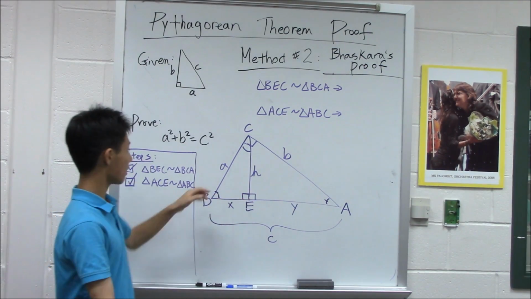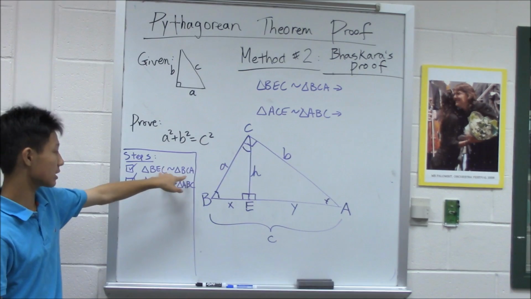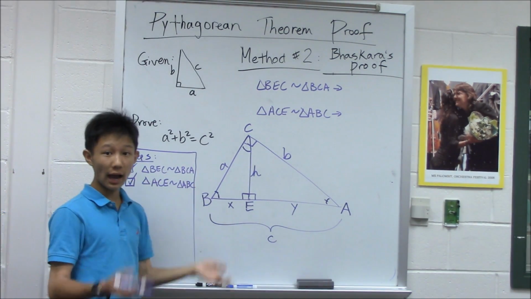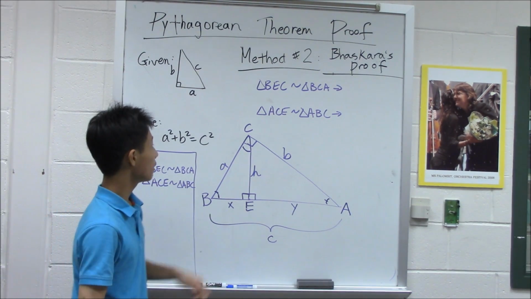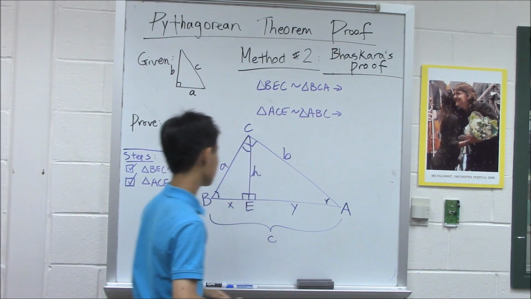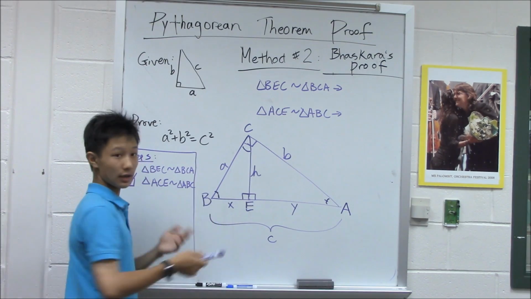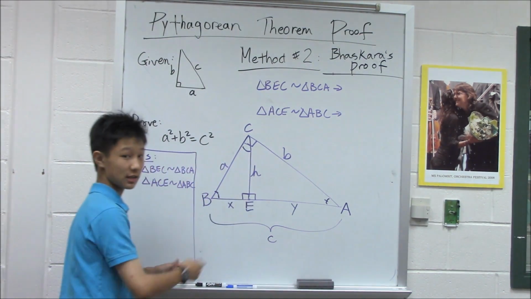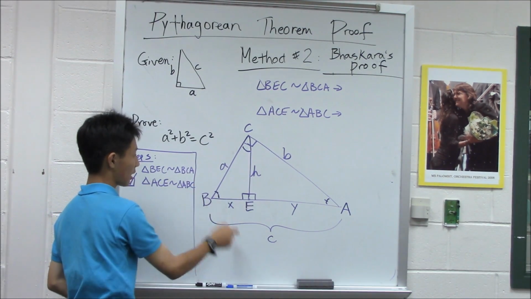After proving that the triangles were similar, as seen here, BEC is similar to BCA and ACE is similar to ABC, we now can derive some ratios that come from the similarities. From the similarity of triangle BEC to triangle BCA, we can see that the ratio of x to A is congruent to the ratio of A to C. That is because it is the shorter leg to the hypotenuse and the shorter leg to the hypotenuse.